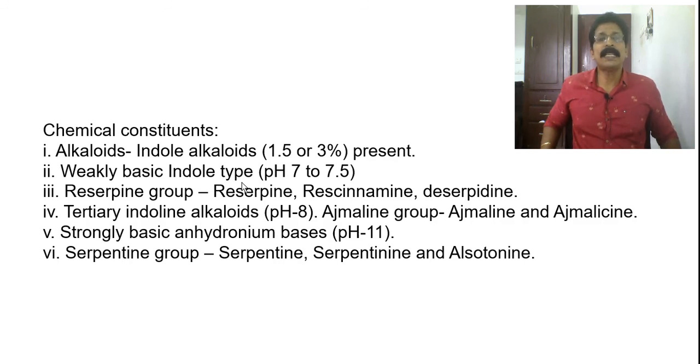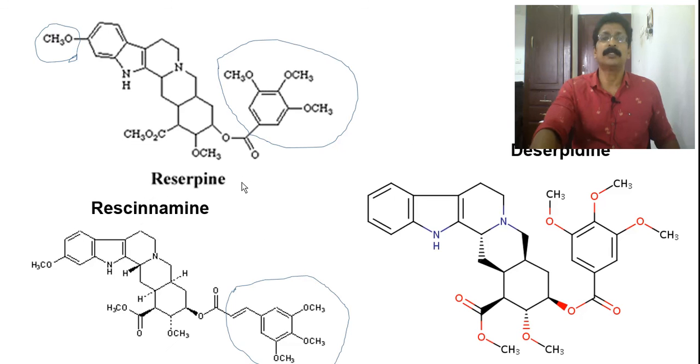And strong basic anhydronium bases are also present at a pH of 11, and another group responsible for various uses is the serpentine group, serpentine and serpentinine, and also yohimbine is present. So there are three serpentine group, two ajmalin group and three reserpine group. There are many others, but all of these have therapeutic activity and pharmacological action, which are more useful for medicinal use.